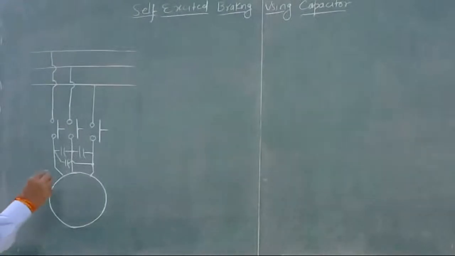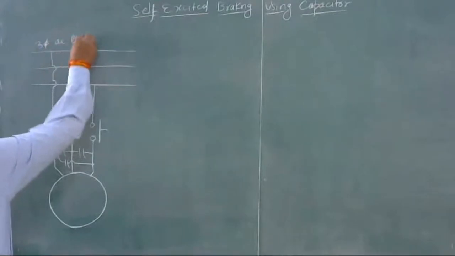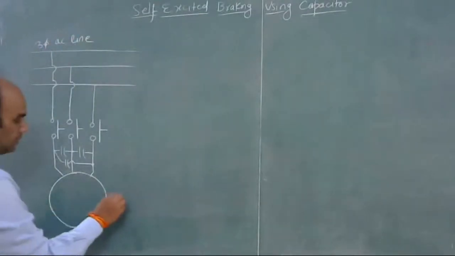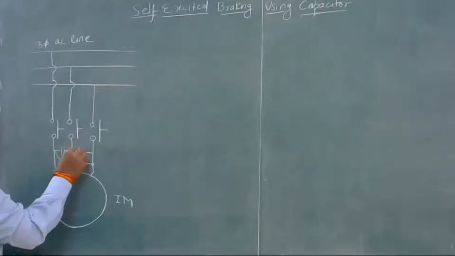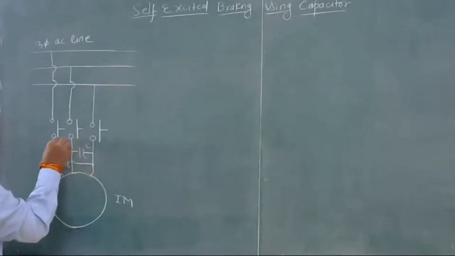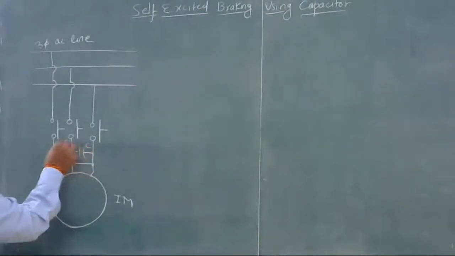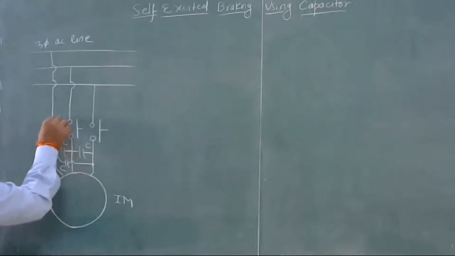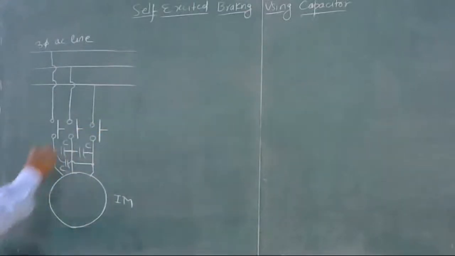Okay. So here what we have, this is the input three-phase AC line, and this is our induction motor, and three capacitors are connected permanently to the induction motor. These capacitor values are the same. This is C, and here a switch is connected. So if you want to brake this motor, we take this switch out, and this capacitor is connected to this induction motor.